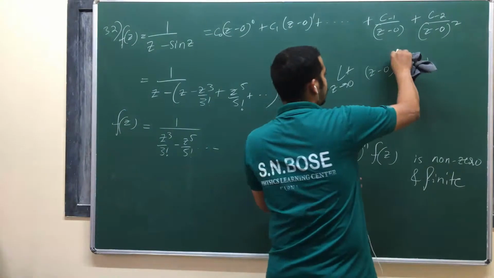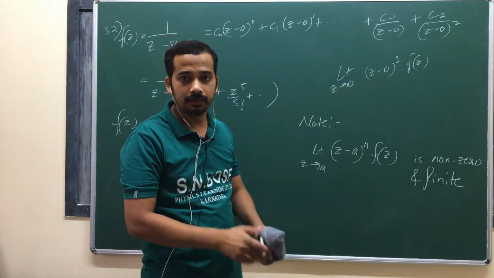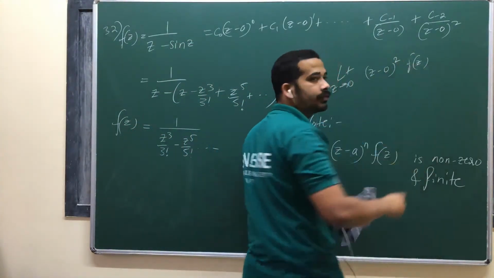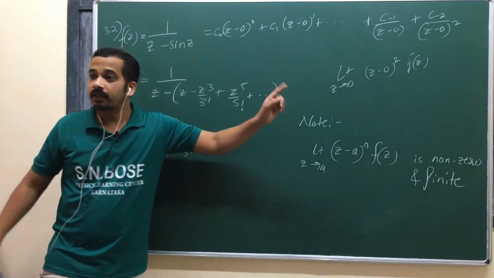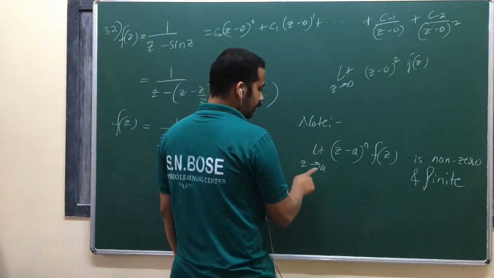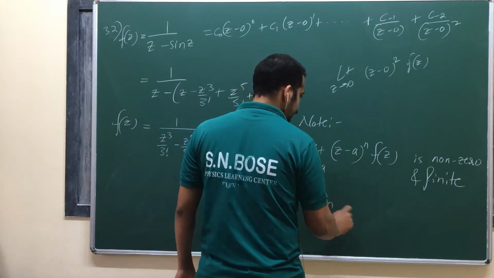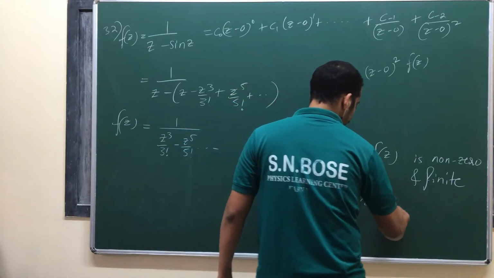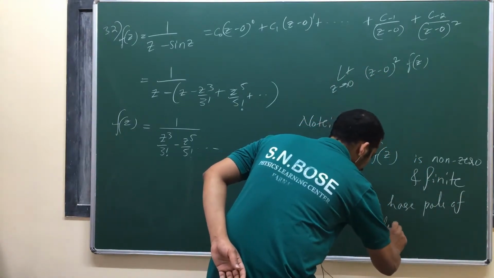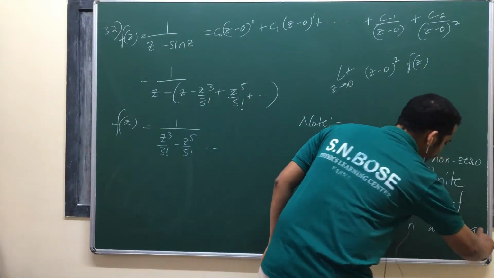Suppose you take (z minus 0) to the power 1 in the case of a pole of order 2, what happens? It tends to infinity, isn't it? So when this power is the order of the pole, then that will be a non-zero and finite value. So when the limit as z tends to a of (z minus a) to the power n times f of z is non-zero and finite, then f of z has a pole of order n at z equal to a.